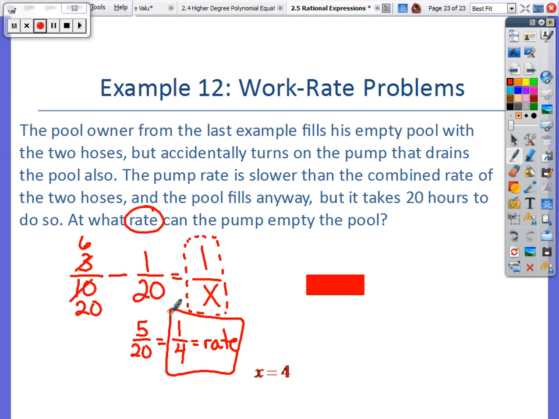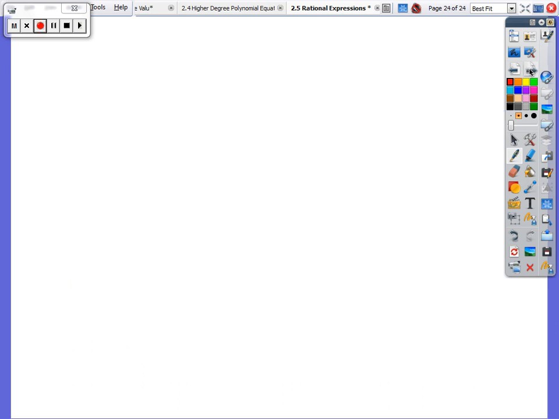At what rate can the pump empty the pool? It takes 4 hours for it to fill the pool. I think on this one it probably needs to be to fill the pool instead of to empty the pool. Okay, so a little bit of error there. Okay, and that's it. That is a work rate problem.